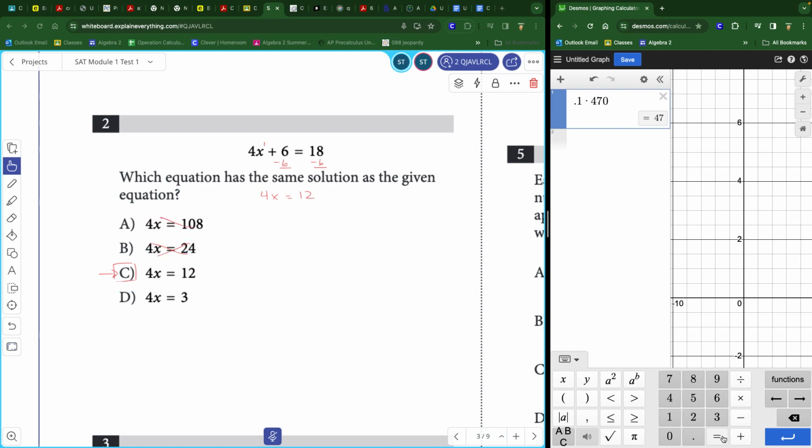It can't be this one. It can't be that one. It can't be that one. And I'm done with number 2, and we'll keep on going.